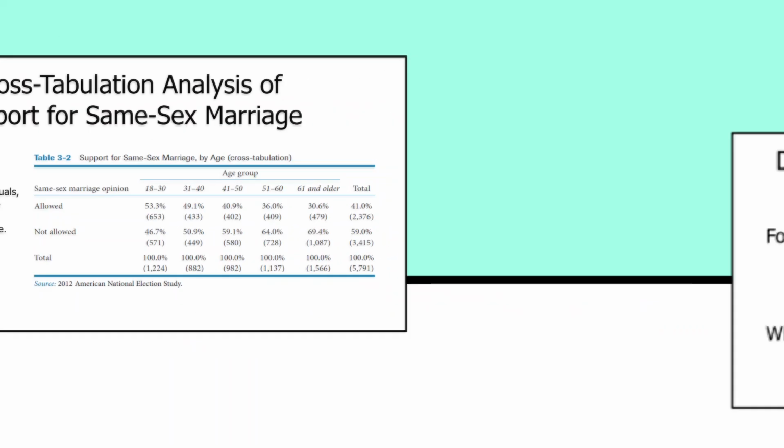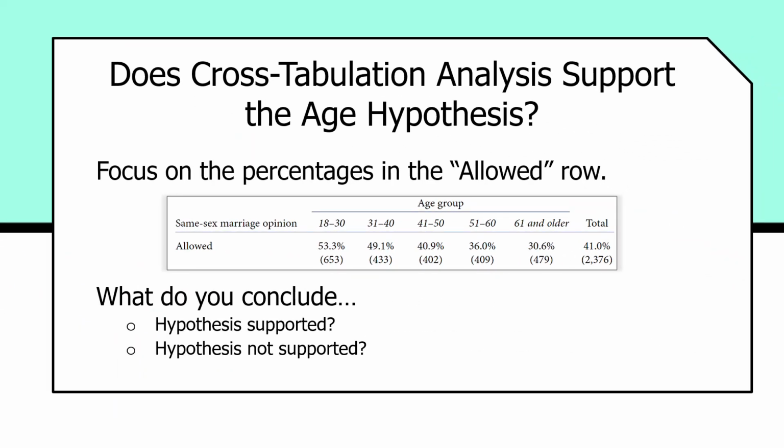Well, let's just go back real quick and look at the crosstab again. It would appear that the hypothesis is supported. If age had nothing to do with same-sex marriage opinions, then as we went across values of age, the percentage would be very similar within age groups. But you can see they're not similar at all. In fact, the percentage saying allowed drops over 20 percentage points from the youngest group to the oldest group.